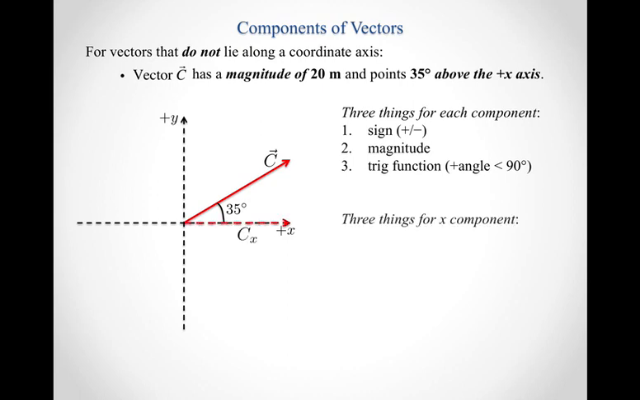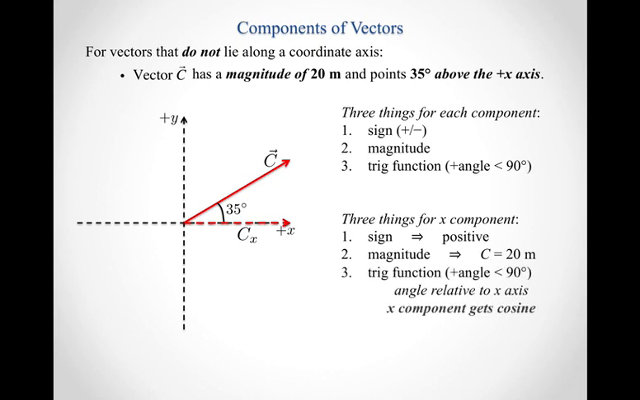So for the x component, the first thing I'm going to do is think about the sign. Well, the x component clearly points in the positive x direction. Vector c points up and to the right. The to the right is the positive x direction. So I know that the sign I want for its x component is going to be positive. The magnitude of this vector is 20 meters. And then the trig function: since I have my 35-degree angle defined relative to the x-axis, this x component is defining the adjacent side of that right triangle, and so the x component needs to get the cosine.